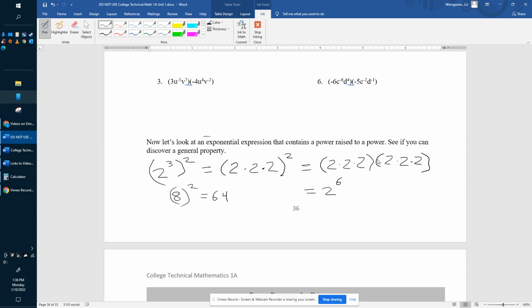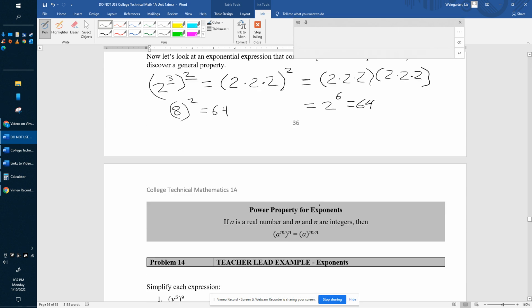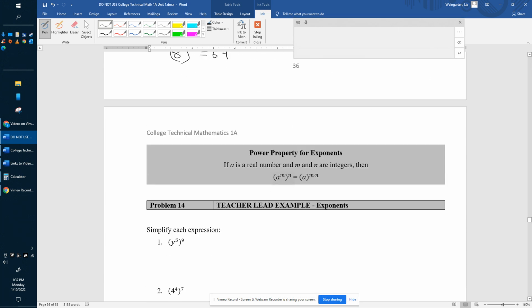What does that mean to us? It means we can take what's inside the parentheses that's being taken to a power outside the parentheses and multiply those exponents together. 3 times 2 gives us our 6 2's. So that is another property of exponents that we can add to our list: a to the m to the n power is a to the m times n.